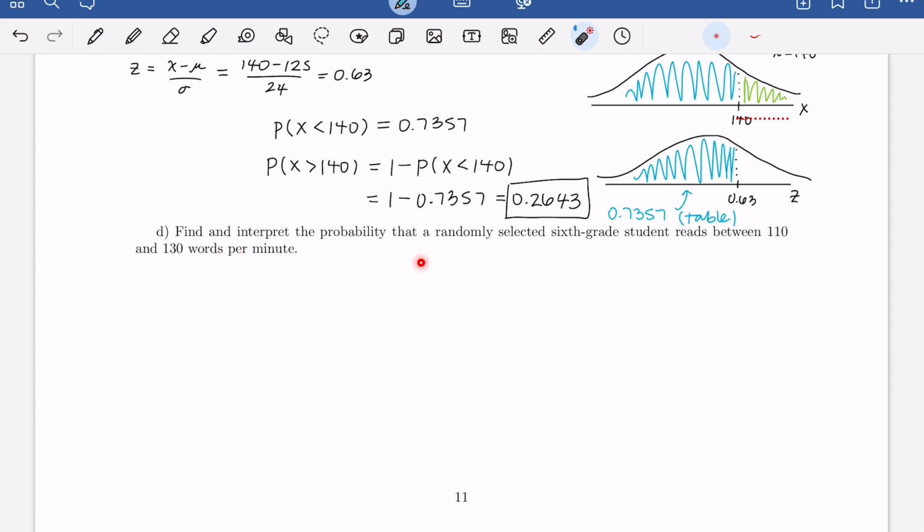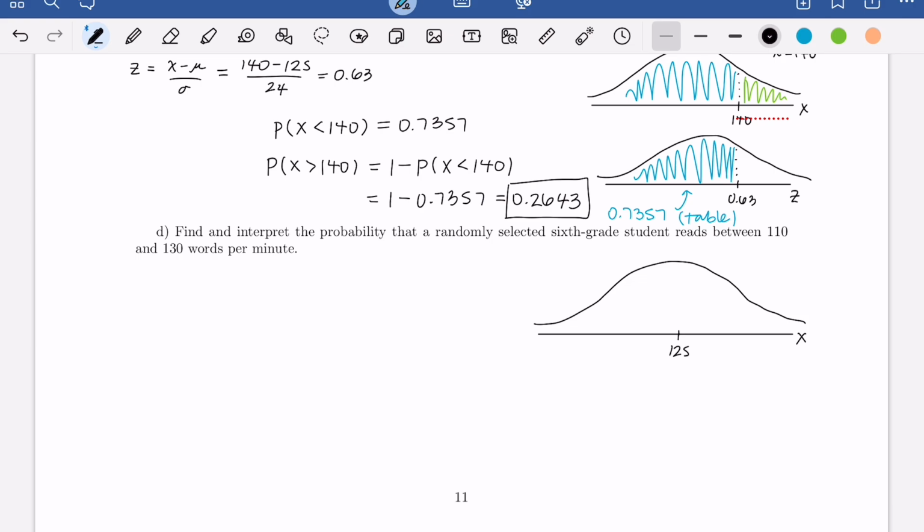All right, let's look at the last part of this problem here. So we want to find and interpret the probability that a randomly selected sixth grade student reads between 110 and 130 words per minute. So again, before we do anything, let's draw our normal curve here. All right, so now we're looking at an interval. Remember, for our normal random variable x, our mean was 125, and we're trying to find the probability that someone's going to read between 110 and 130 words per minute. So we're trying to find everything in this region.